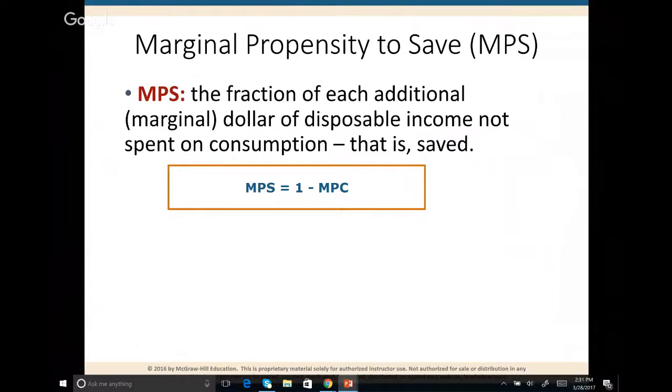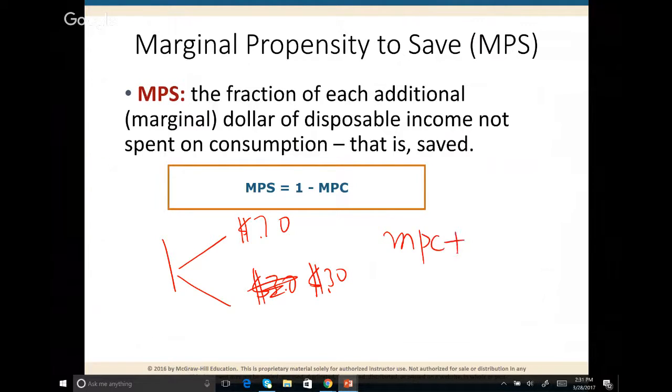Now MPS stands for the marginal propensity to save. If you take $1 of extra income, and you spend 70 cents and save 30 cents, together they're $1. So the MPC plus the MPS will equal 1. The same goes for APC plus APS, which will also equal 1. So the marginal propensity to consume and the marginal propensity to save together equal 1.